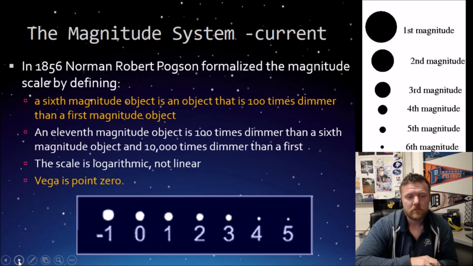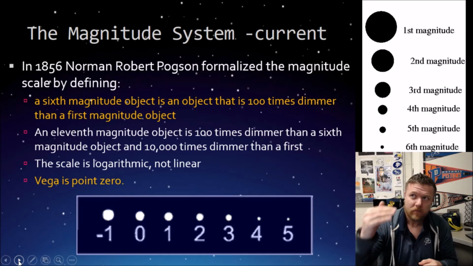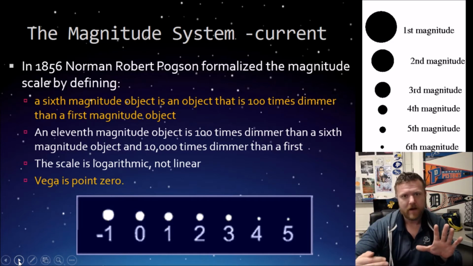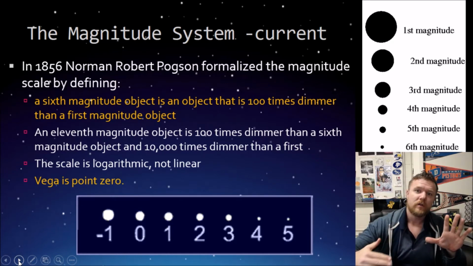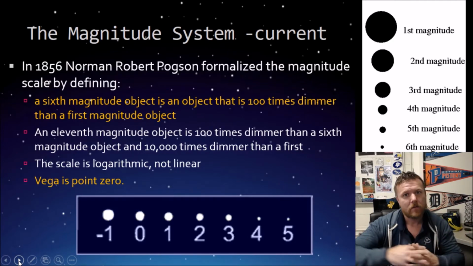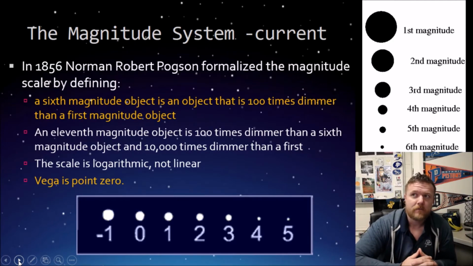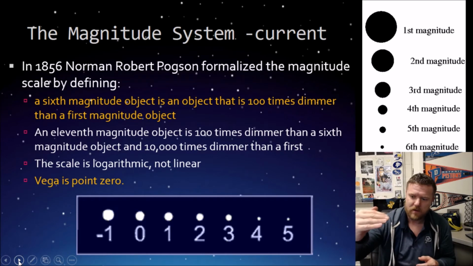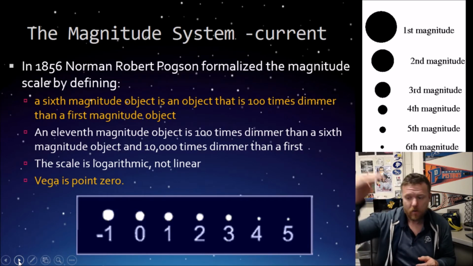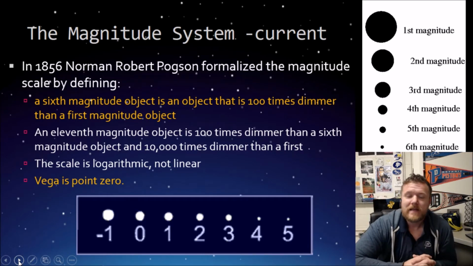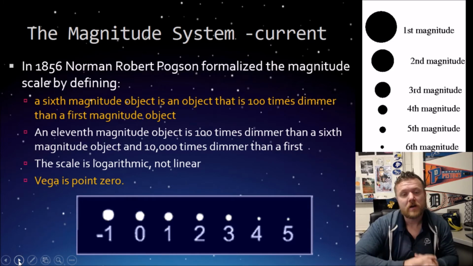Okay? And if you keep going, from 1 to 6 is a factor of 100, so from 6 to 11, an 11th magnitude would then be 100 times dimmer than a 6th. And if 1 to 6 is 100, and 6 to 11 is 100, then 1 to 11 is going to be 10,000 times dimmer. He chose the star Vega to be the 0 point.